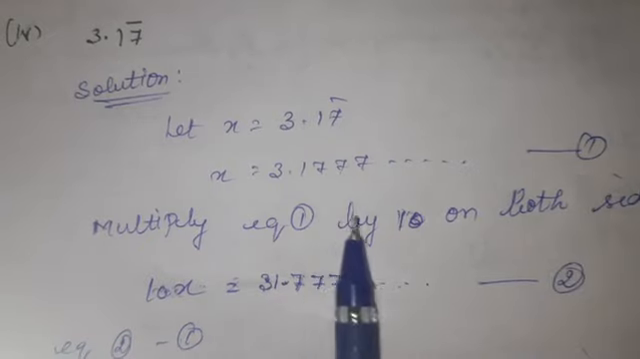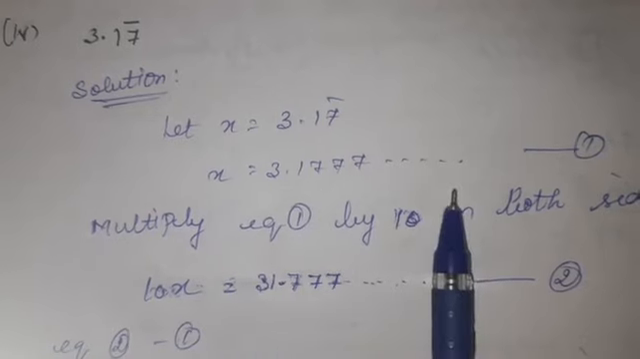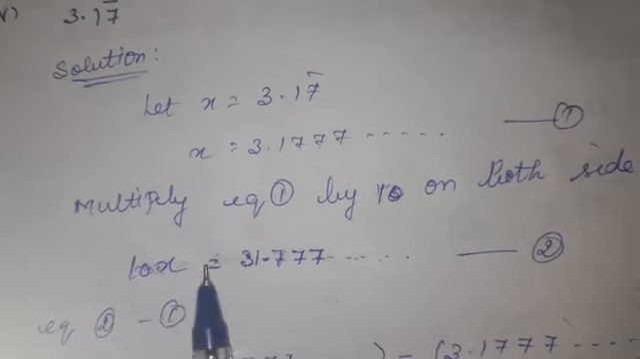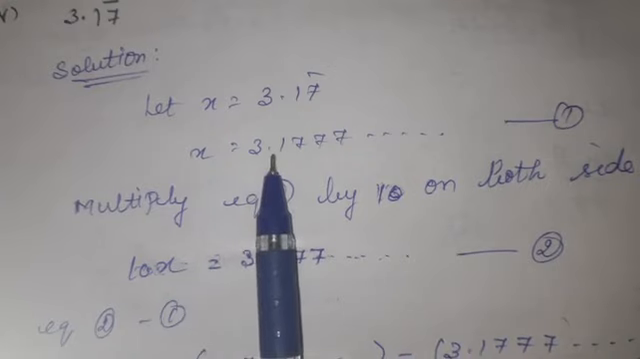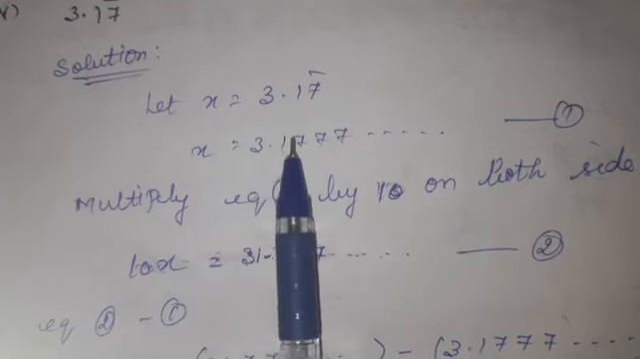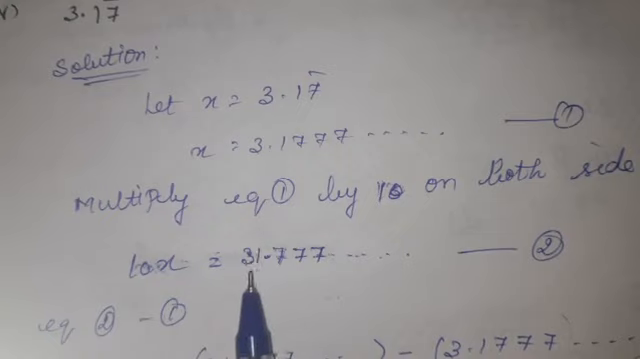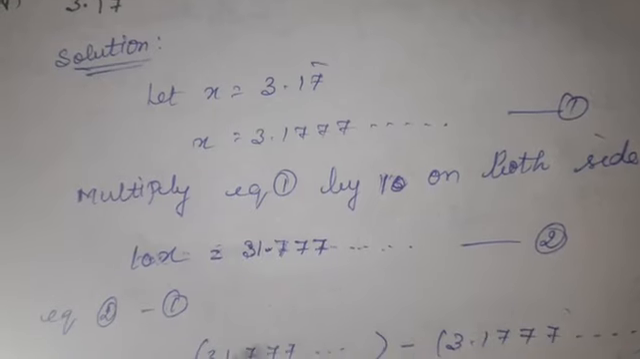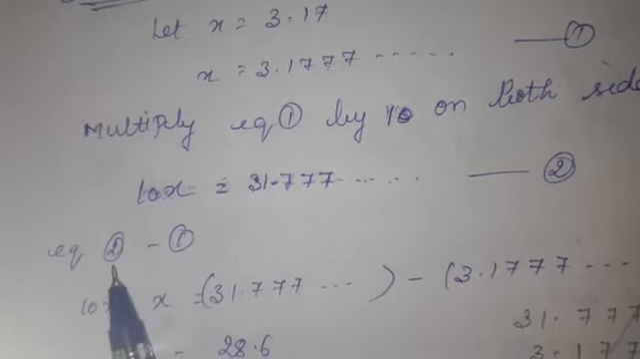Here the repeating number is one number. So I multiply by 10 on both sides. If I multiply by 10 on both sides, you will get x into 10 is 10x is equal to, here, when you multiply by 10, the decimal will move 1 digit after. So you will get 31.77 etc. Now you should mark this equation as 2.